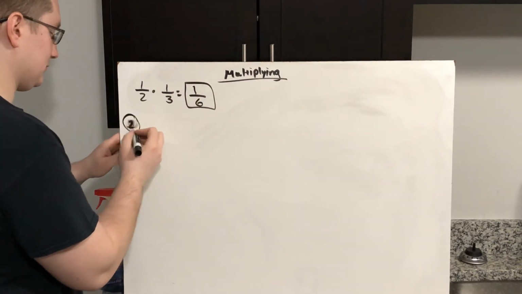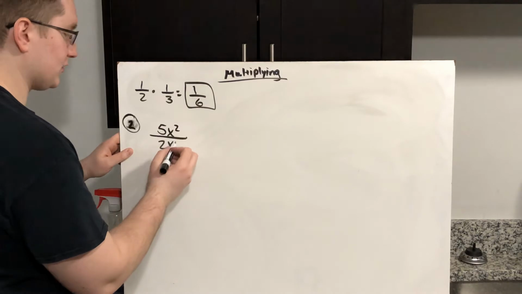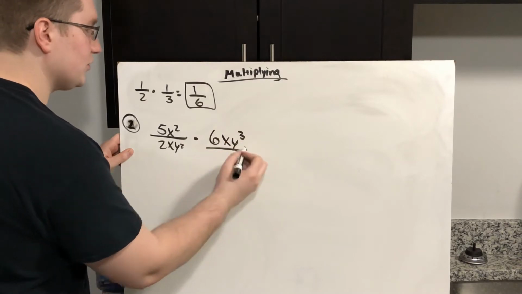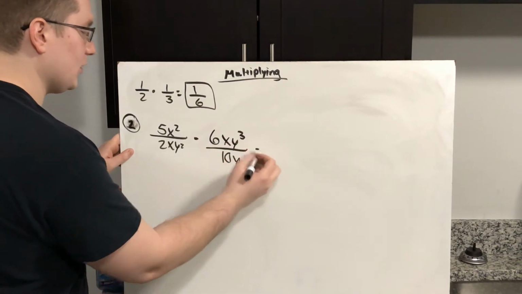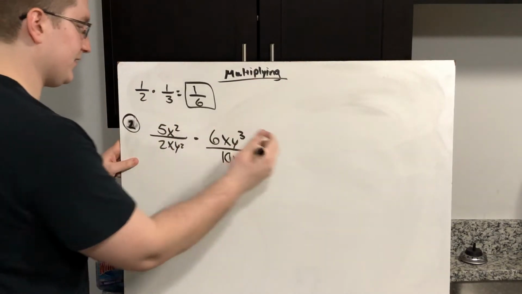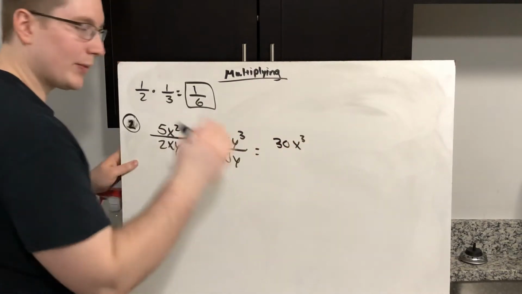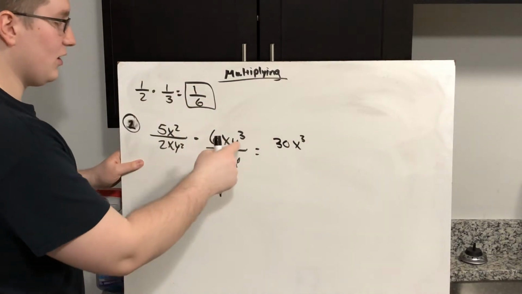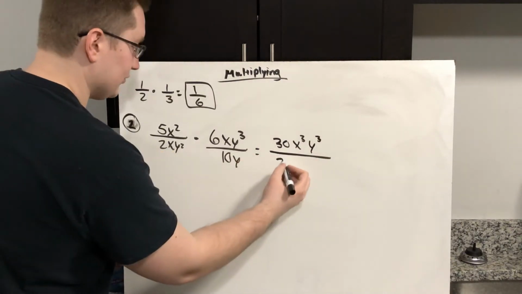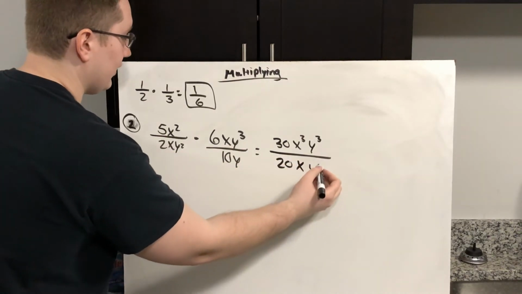So for our second example, we have 5x squared over 2xy squared times 6xy cubed over 10y. So just like what I did here with a regular old fraction, I'm going to be multiplying straight across. 5 times 6 is 30. X squared and x is x cubed, because remember when we're multiplying, we're really adding our exponents. And I have y cubed. 2 times 10 is 20. I only have 1x on the bottom. Y squared and y is y cubed.